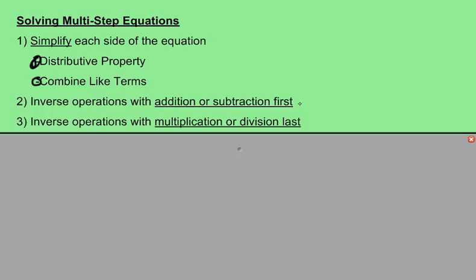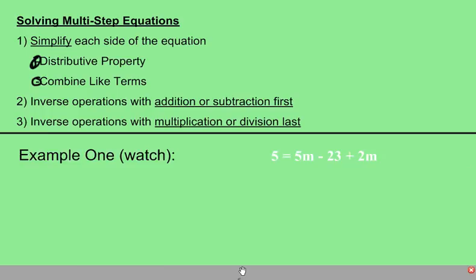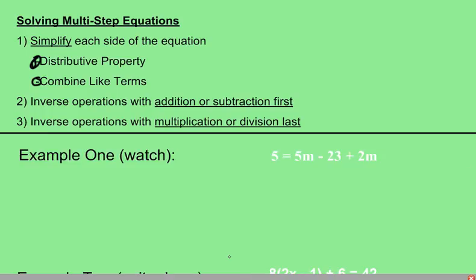Inverse operations with addition or subtraction first, then inverse operations with multiplication or division. Finally, if there are any exponents, we can undo the exponents, but I don't have that in there for right now. So I'm going to go through one example, the one that we just did. We're going to look for any distributive property, which there isn't. There's not even any parentheses.